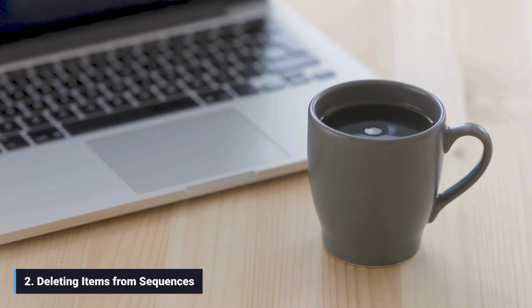2. Deleting items from sequences. The del keyword is one of the standard ways to remove elements from mutable sequence types, such as lists and dictionaries, using either an index or a key.